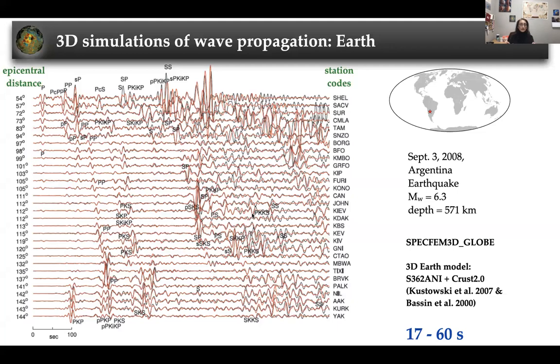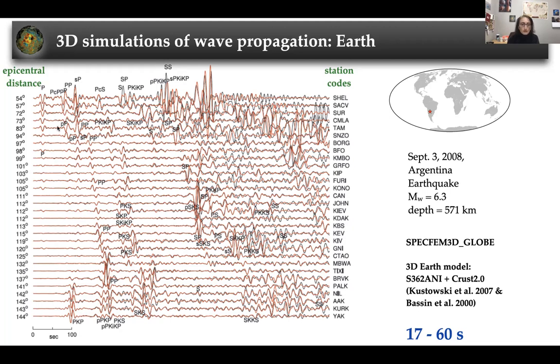Okay, so now we are routinely running these simulations on Earth. And if we just record these wave simulations with the seismic stations, this is basically what you are seeing as seismograms here. You see a sample seismic record section for an event in Argentina. It's a deep event. And here you see the epicentral distances of the seismic stations, and the station codes are given on the right. The black seismograms are the observed ones, and the red ones are the simulated ones.